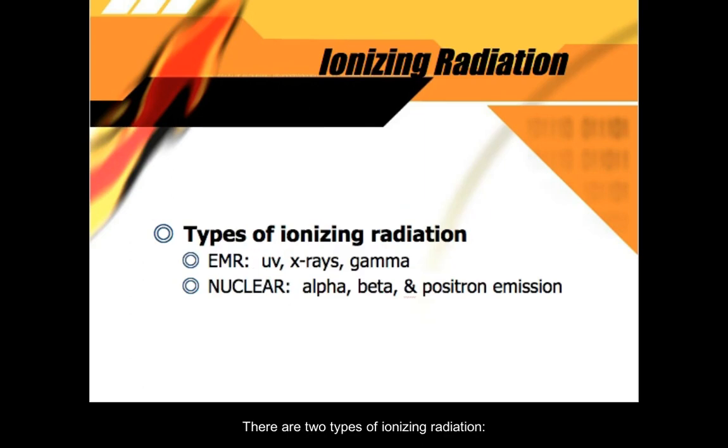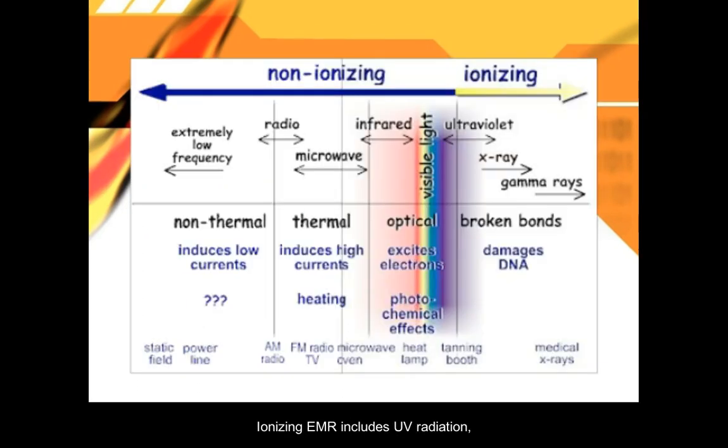There are in fact 2 types of ionizing radiation, high-energy EMR and particles emitted by nuclear decay. Ionizing EMR includes ultraviolet radiation, X-rays, and gamma rays. Non-ionizing radiation includes radio waves, microwaves, infrared, and visible light.